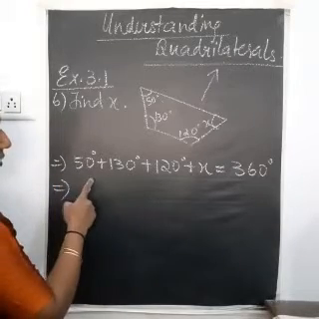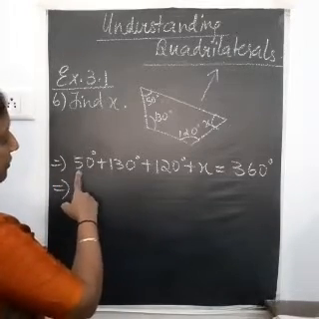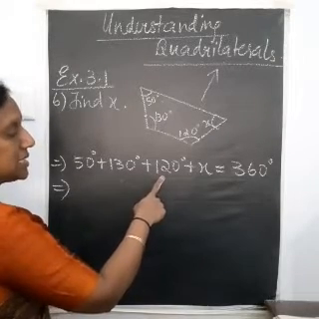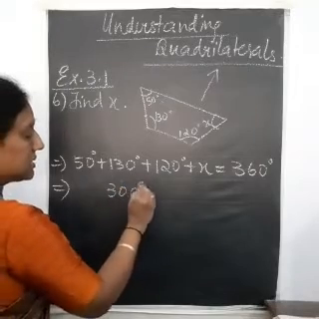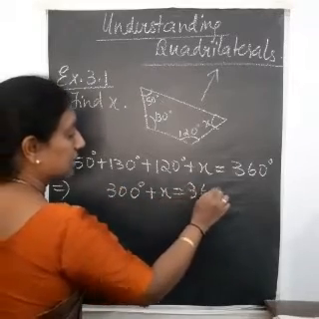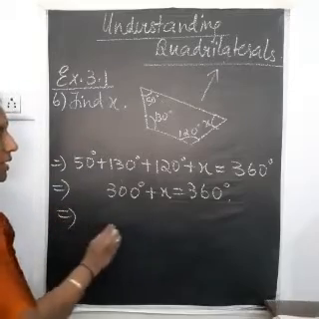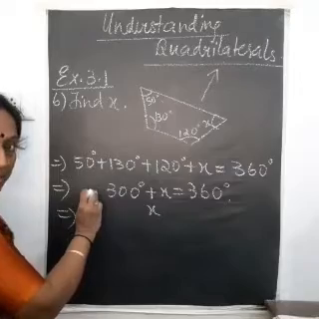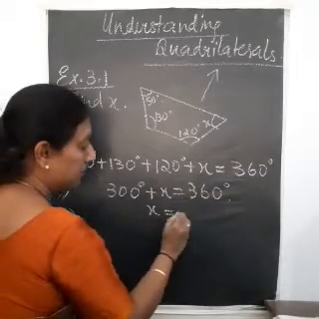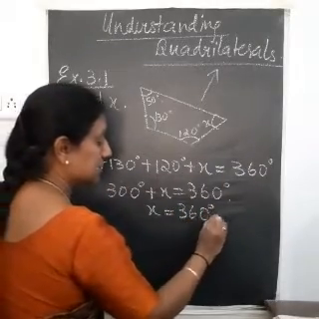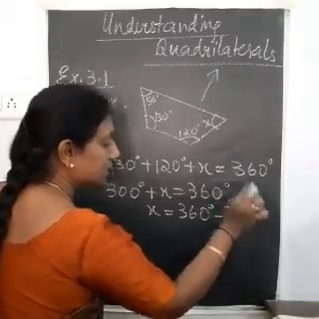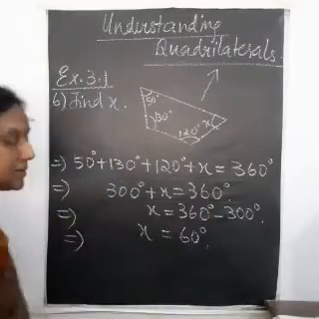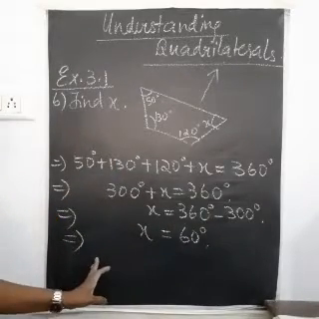When you add here, what will you get? 50 plus 130 is 180. 180 plus 120 is 300, plus x is equal to 360 degrees. Now I want to find x. This 300, the plus sign is here, so when I take it that side, it will become minus. So 360 minus 300 degrees, and how much is that? x is equal to 60 degrees. Did you all understand? Yes or no?